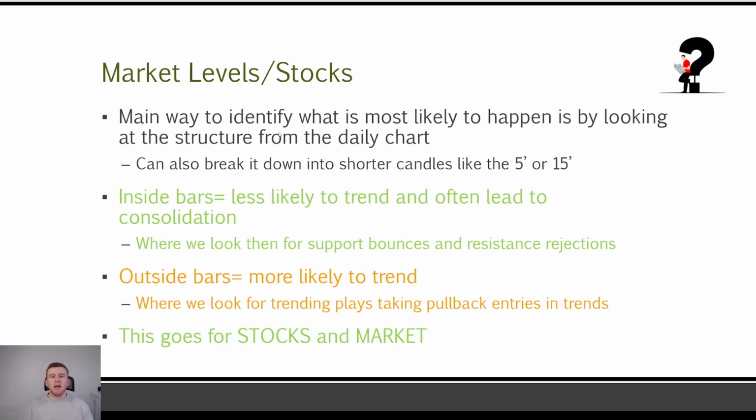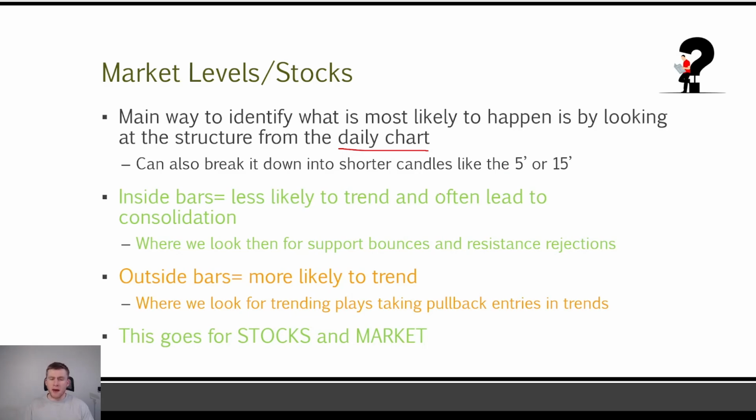In my opinion, the main way to identify what is most likely to happen is by looking at the structure from the daily chart. And I love looking at the daily chart because it gives you a full view of what is going on. And when we get that daily chart, then what's happening on the daily chart, we can get an identification of what is likely to happen on the shorter time frame chart. So that is going to be what I'm doing first, is I'm going to be looking at the daily chart and what has happened on the daily chart. You can break it down into shorter candles like the 5-minute or 15.